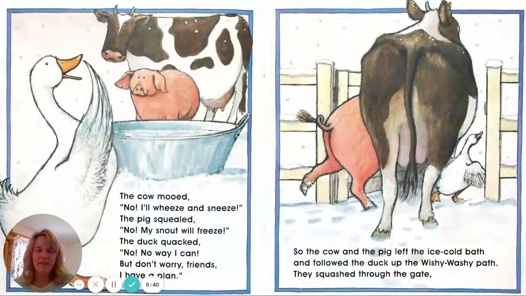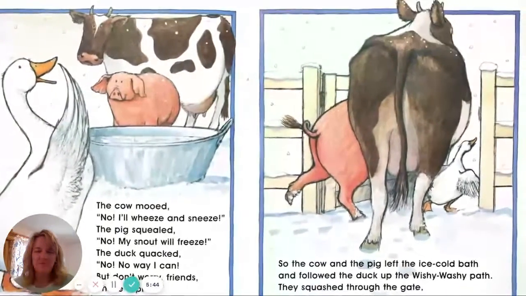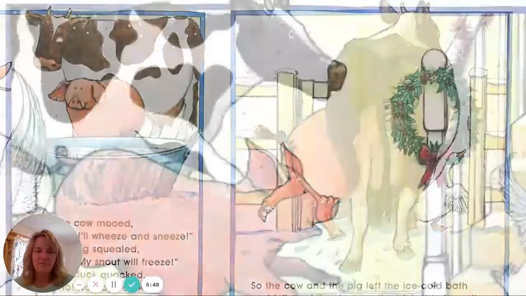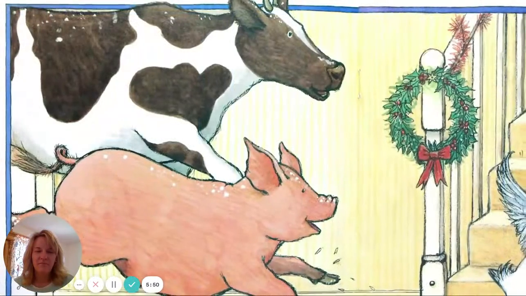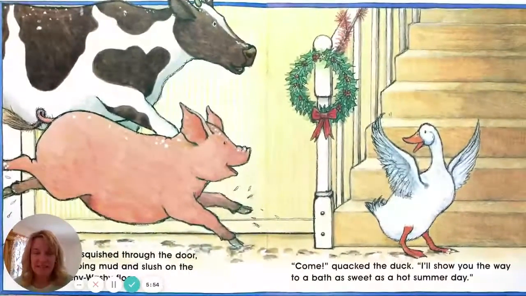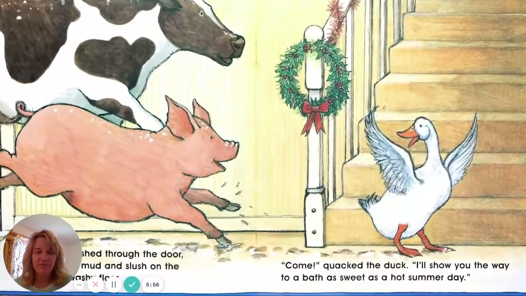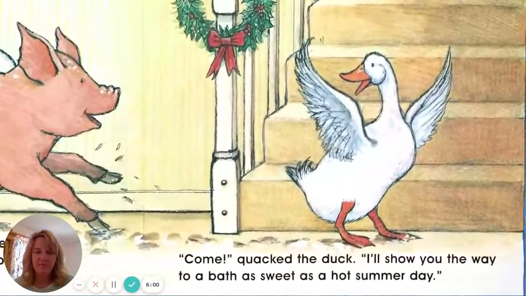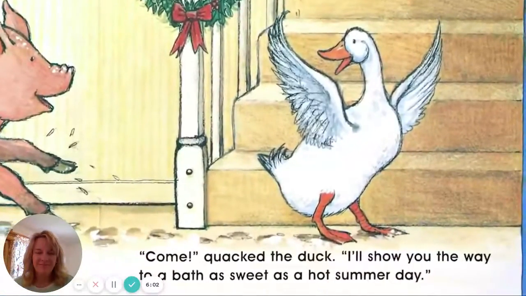So the cow and the pig left the ice-cold bath and followed the duck up the wishy-washy path. They squashed through the gate. They squished through the door, dripping mud and slush on the wishy-washy floor. "Come," quacked the duck. "I'll show you the way to a bath as sweet as a hot summer day."